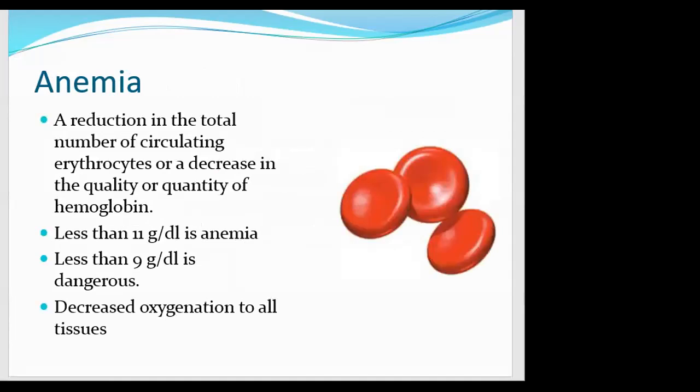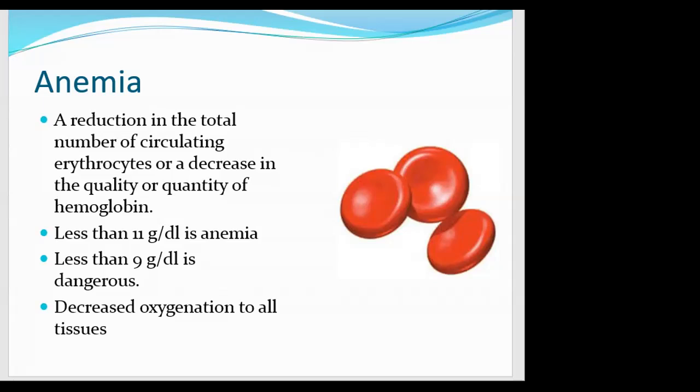So let's just talk about anemia. Anemia is a reduction in the total number of circulating blood cells. So it's a decrease in the quality or the quantity of hemoglobin. Basically, this is a condition in which the number of red blood cells or the hemoglobin concentration is reduced below the normal value for a child's age. And based on the child's age, that's going to be the lab values. It's going to be a norm based on the patient's age.